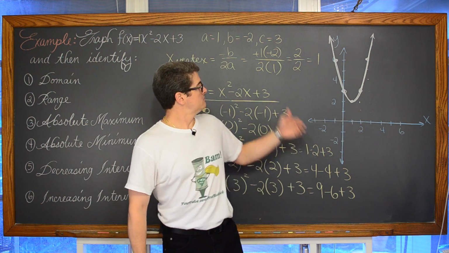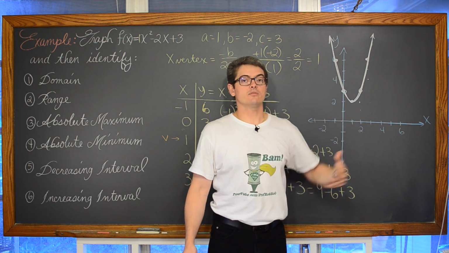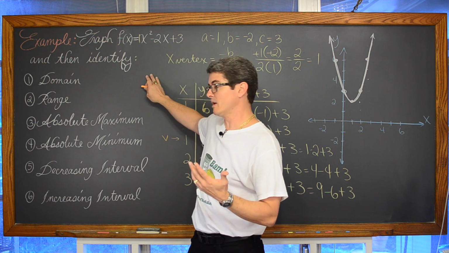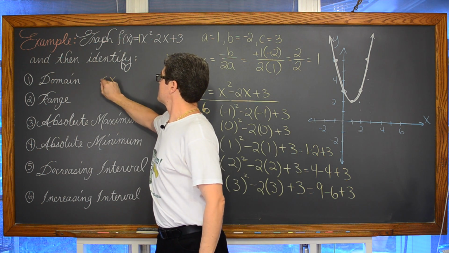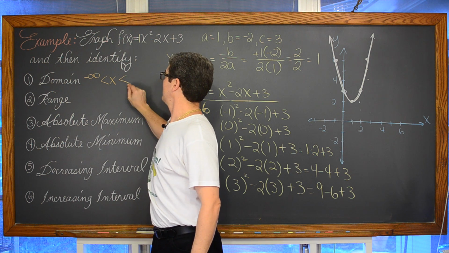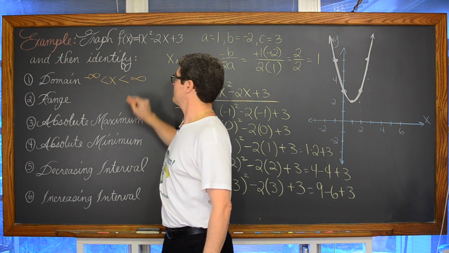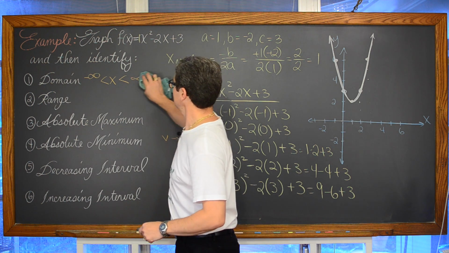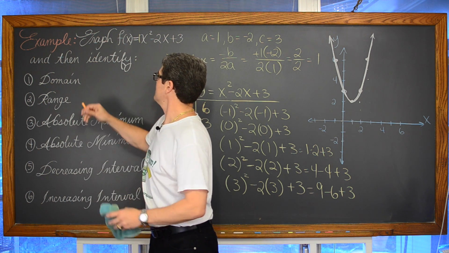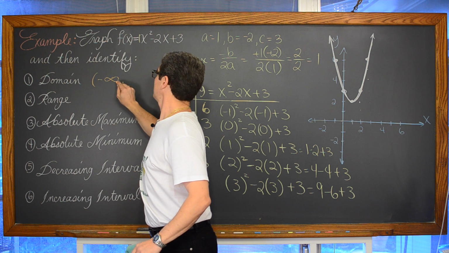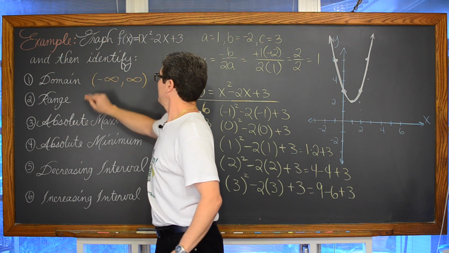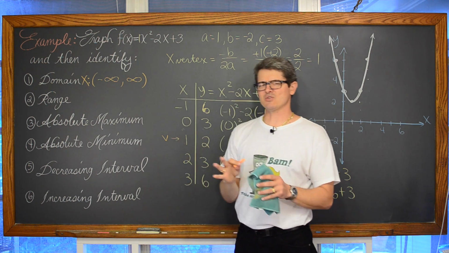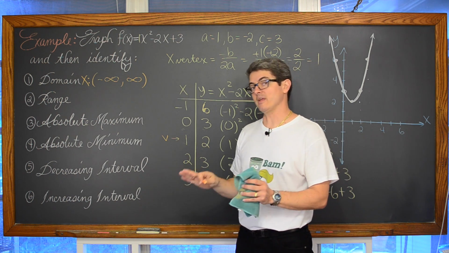What's the domain? Again, it's going left and right forever, so the domain is going to be all real numbers. You might see that x is greater than negative infinity and less than positive infinity. Or if your teacher or book is using interval notation, you'll see it as negative infinity to positive infinity. And I like to have a little x colon in front of that interval notation just so my kids realize the domain are the x's.